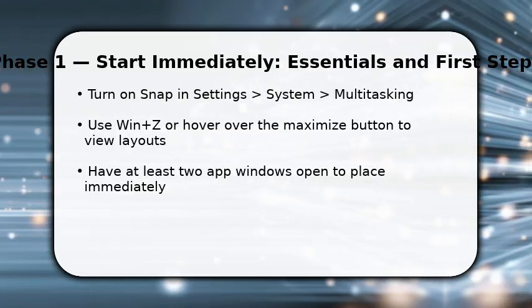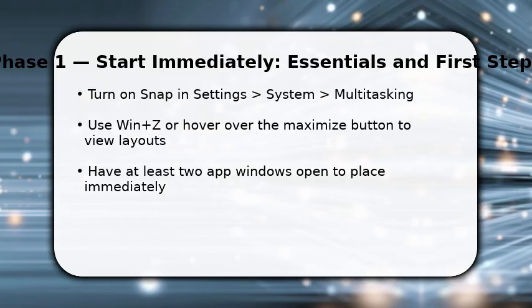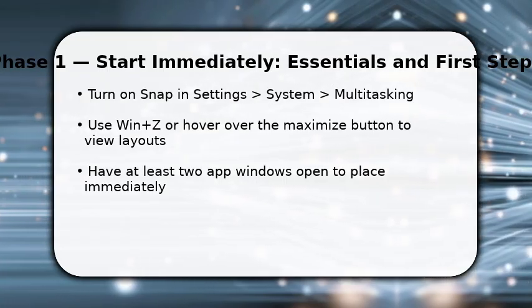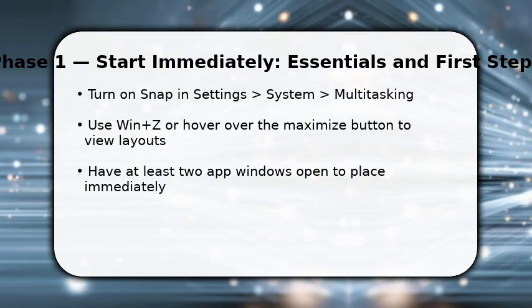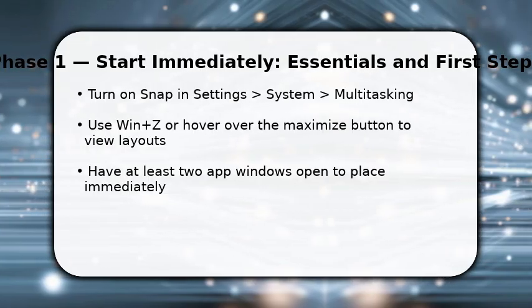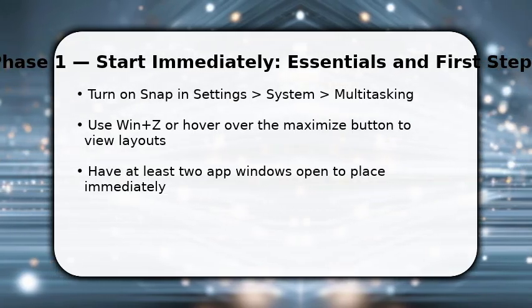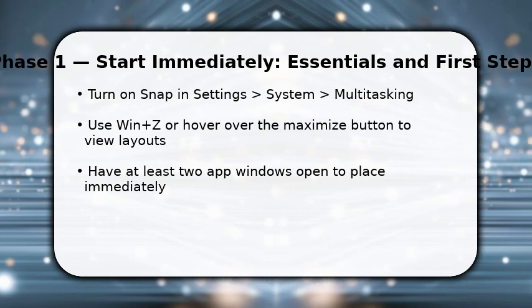To begin arranging, press Win+Z or hover the cursor over the Maximize button to reveal layout choices. Choose a layout and click a zone to place the current window. This first step locks the workspace foundation, so subsequent snaps behave predictably and save you time.